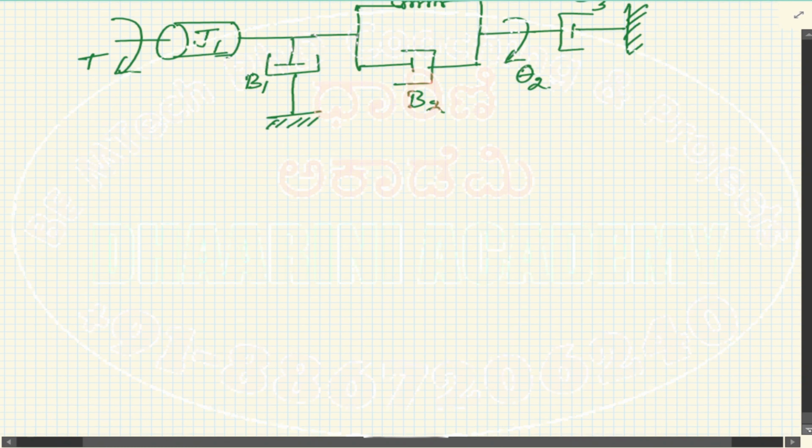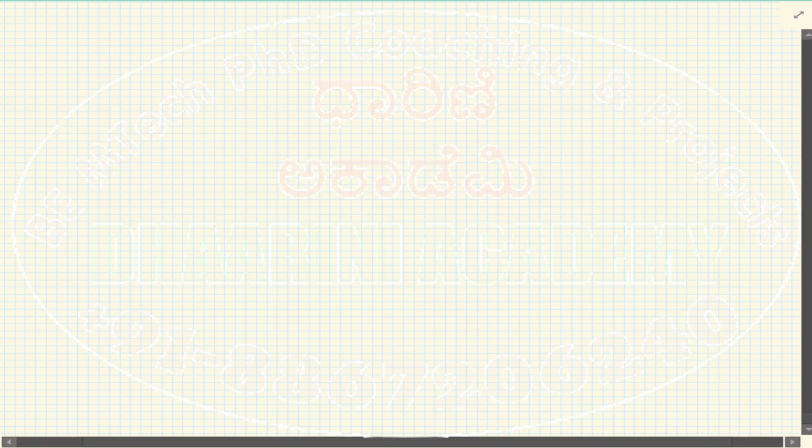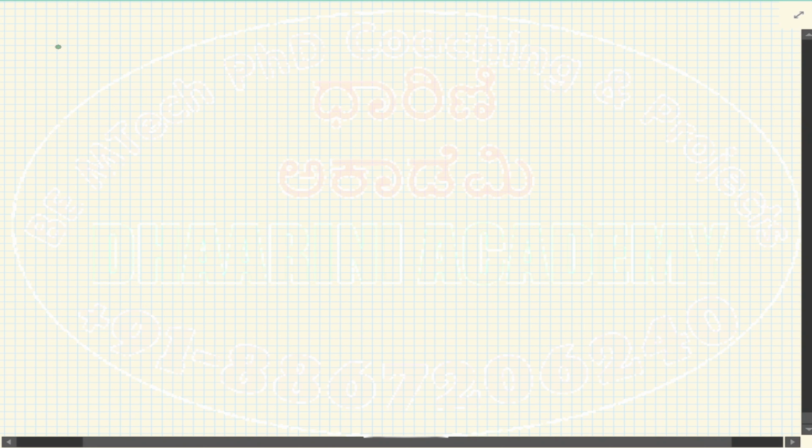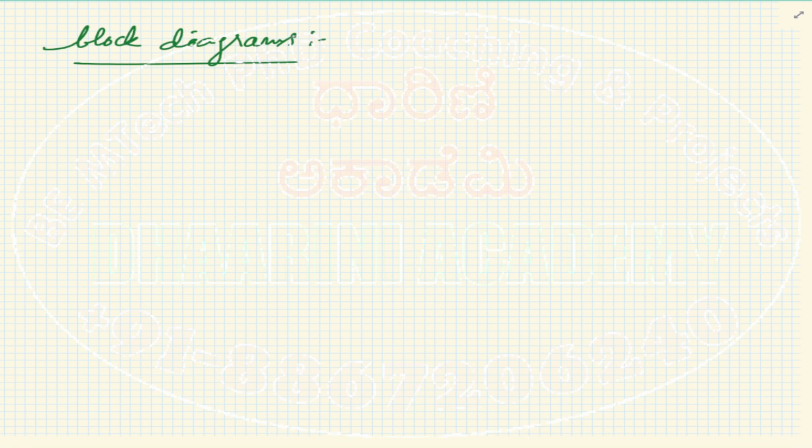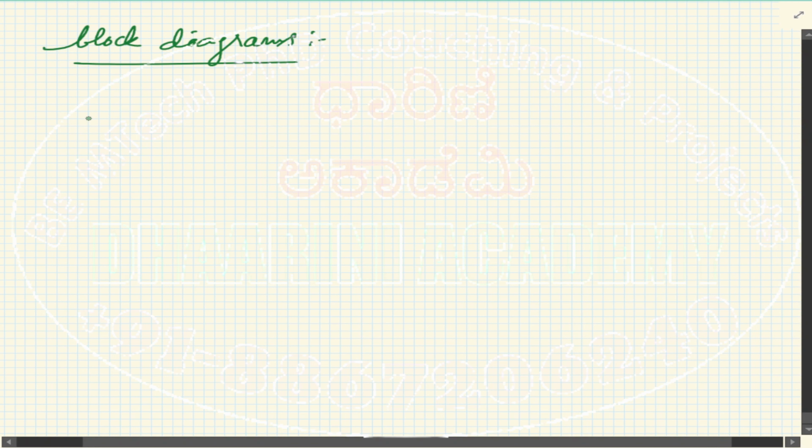Now, we try to represent the system in terms of block diagrams. So this is the block diagram. Let's look at some examples, right? How can you represent a system using a block? What are we going to write inside the block? Let's consider two examples.